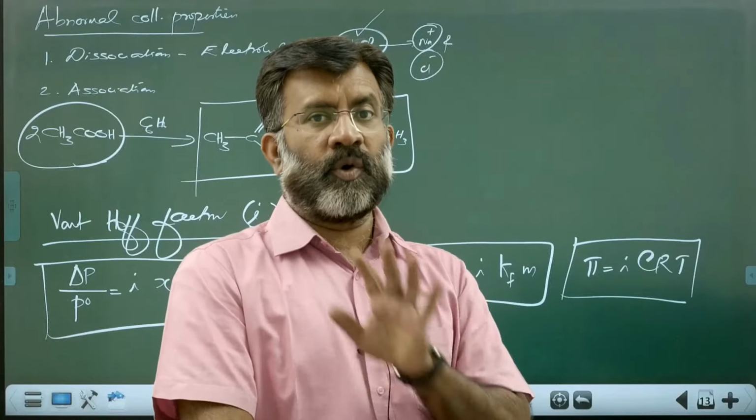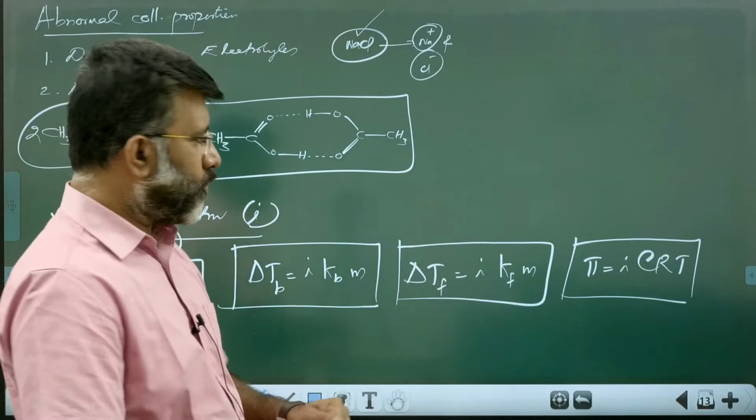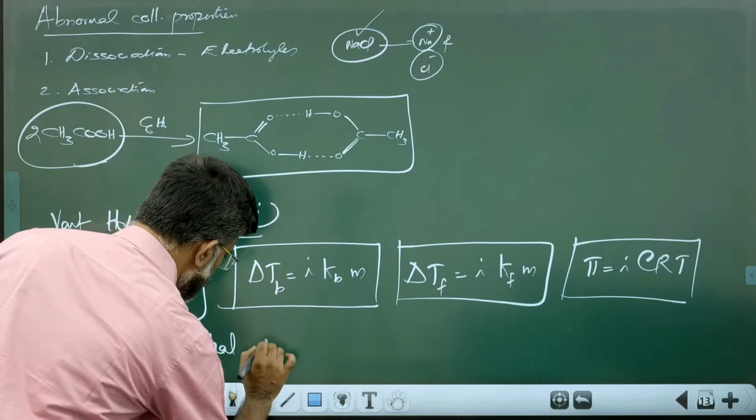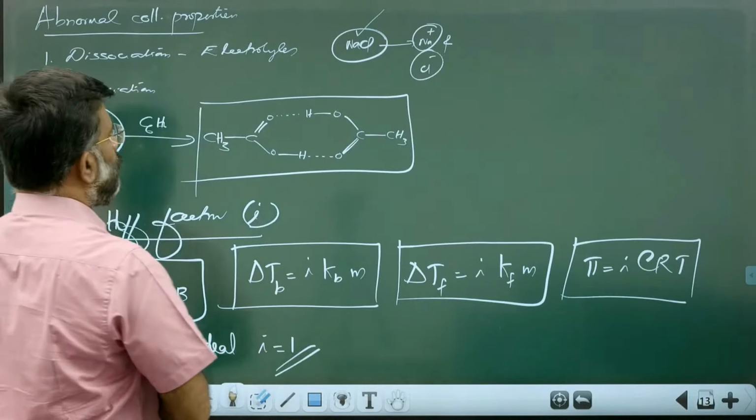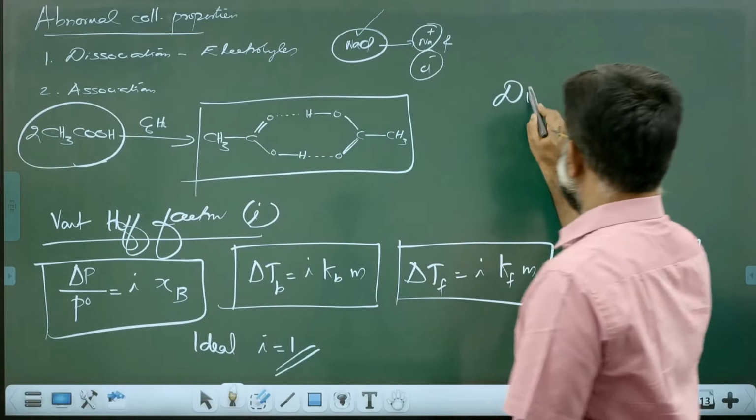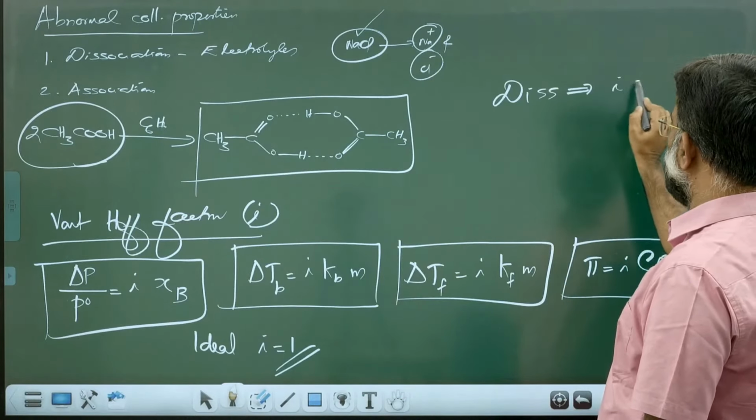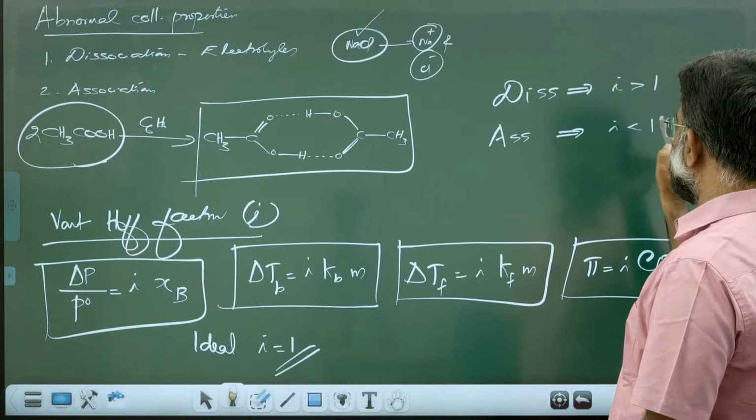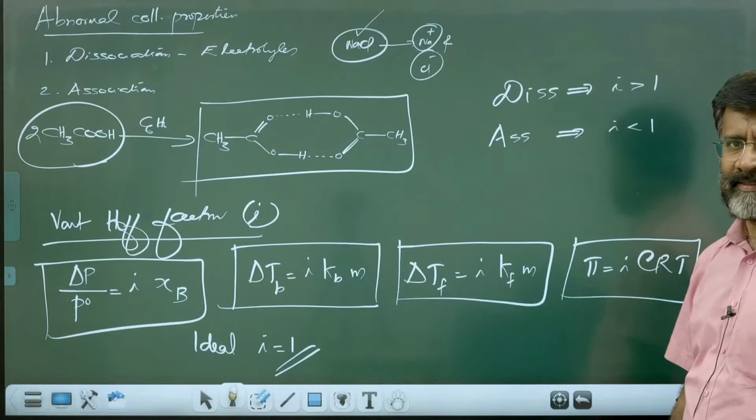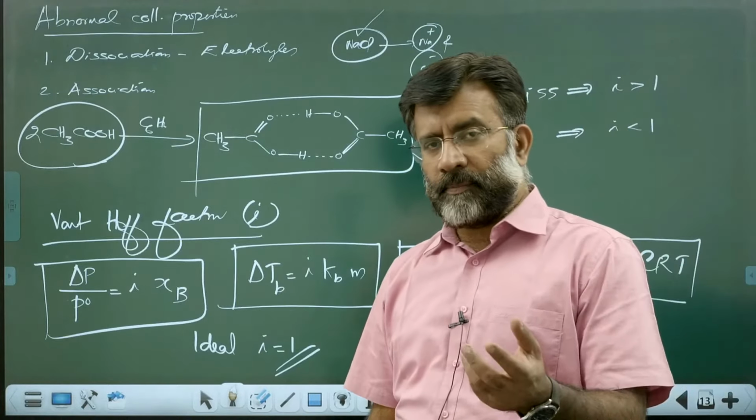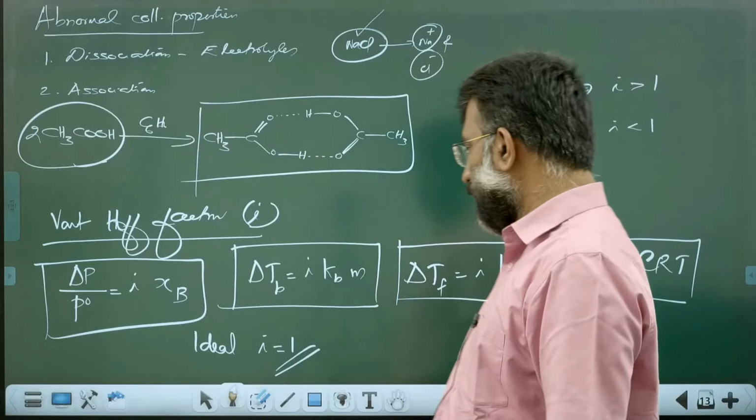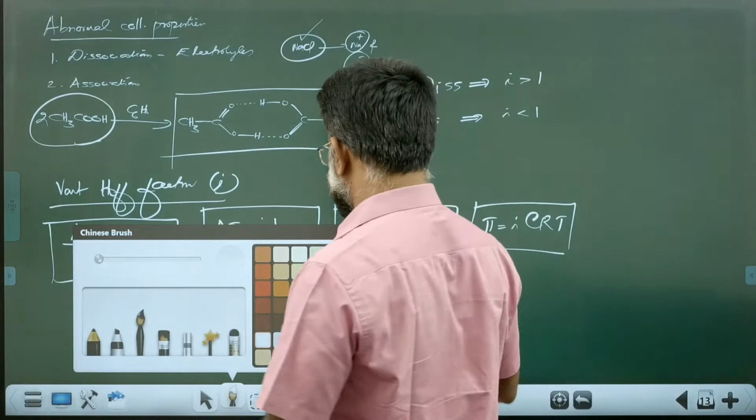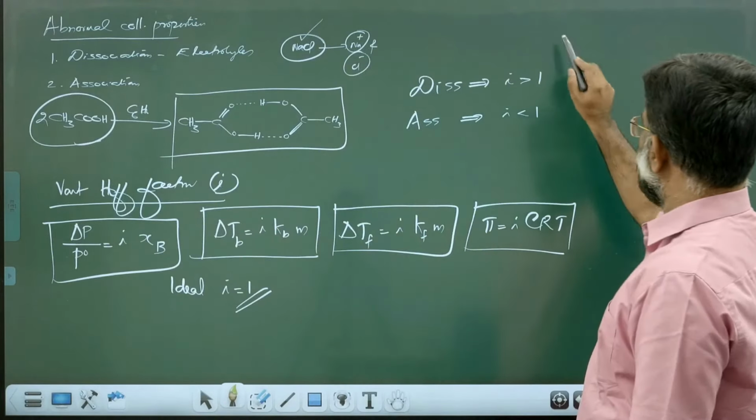If there is no abnormality, for an ideal solution, i will be 1. For dissociation, i is greater than 1. For association, i is less than 1. And it also depends on the degree of dissociation and association. Please keep it in mind.